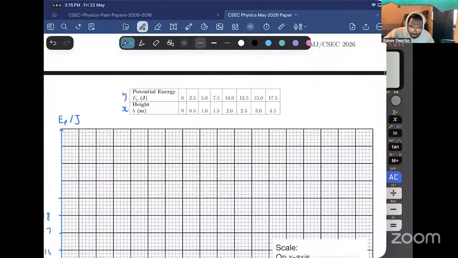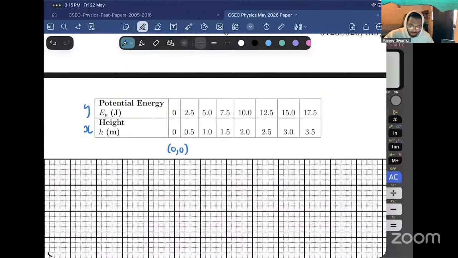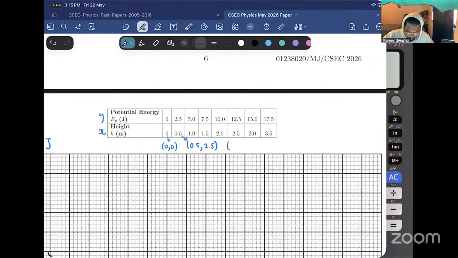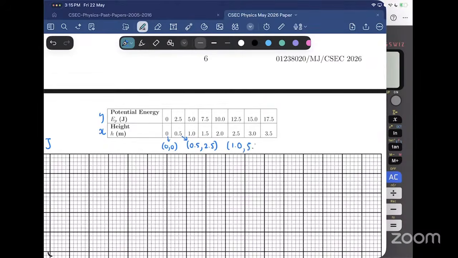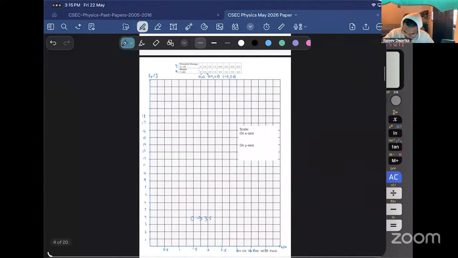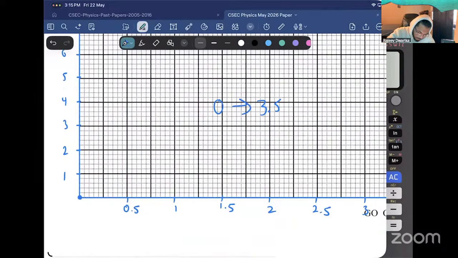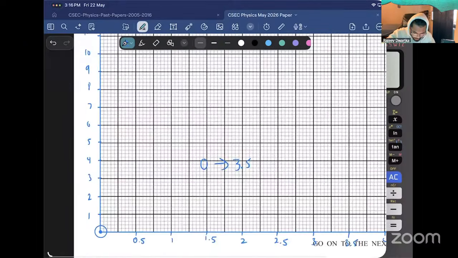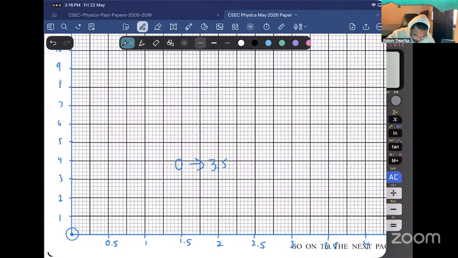Let me start. My first point would be 0, 0, because obviously if you have a height of 0, your potential energy would be 0, as per the formula MGH. And what would the other point be, guys? 0.5 and 2.5. And the other point would be 1.0 and 5.0. Right, so let me just start plotting. This is my first point. My other point is 0.5, 2.5. That's right here.